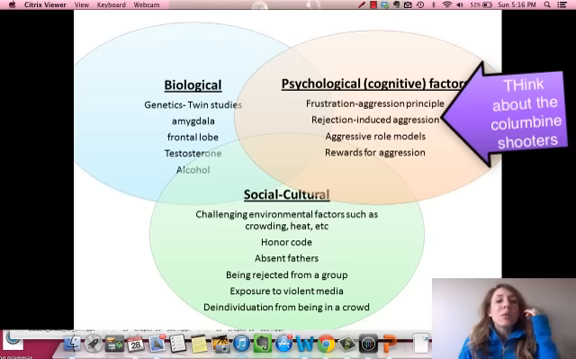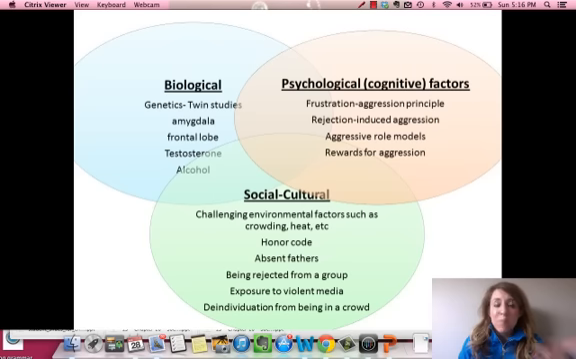Aggressive role models. If we see our fathers being aggressive, or if we see aggression on TV, that can really lead to us in turn thinking that behavior is okay. That's the Bobo doll. And then rewards for aggression. If the behavior is rewarded, obviously you're going to continue it in the future.